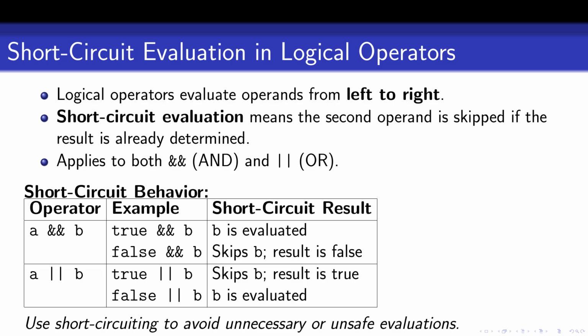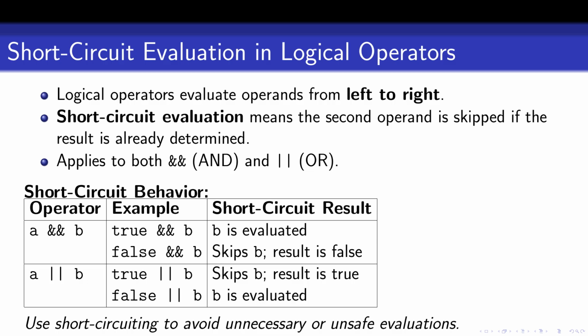Short-circuit evaluation is a feature in C that allows logical expressions to stop evaluating as soon as the result is known. For the logical AND operator, if the first condition is false, the second is never checked, because the whole expression is guaranteed to be false. For the logical OR operator, if the first condition is true, the second is skipped for the same reason. This behavior helps optimize performance and can prevent dangerous operations, like dividing by 0.